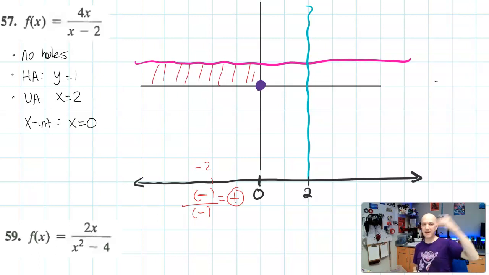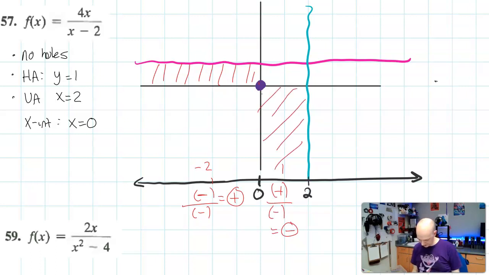I will have to be above the axis but below the vertical asymptote. I know it's below the asymptote because I have a 0 right here. Between 0 and 2, say at x equals positive 1, I would have a positive on top, and 1 minus 2 is negative, so I'd have a negative on bottom. So the net sign is negative, which means the graph is going to be down here.